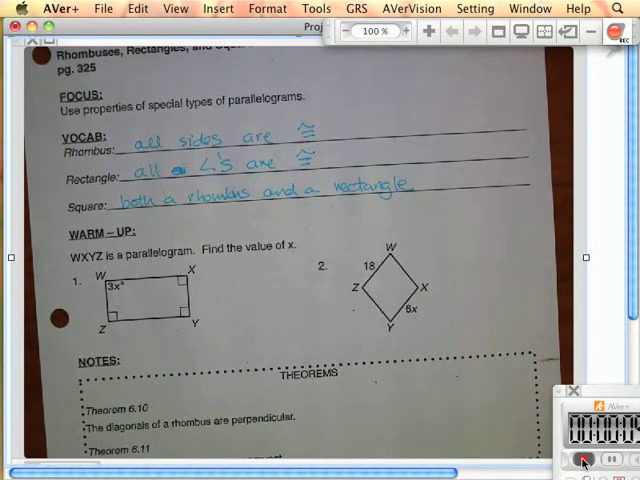What does this sign mean? All sides are congruent. I guess I don't even hear it anymore after last semester.